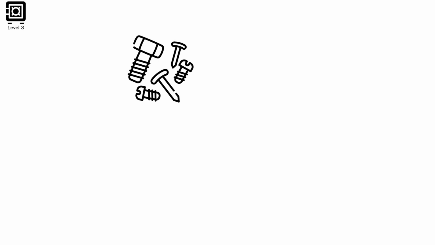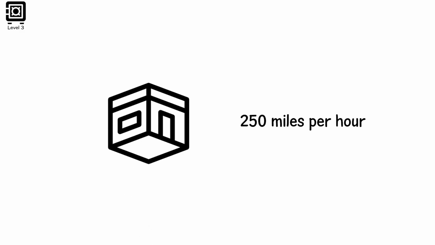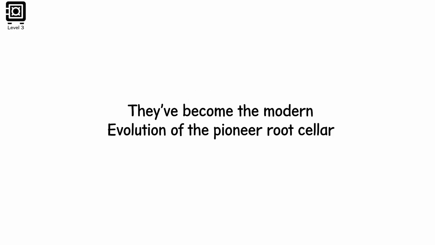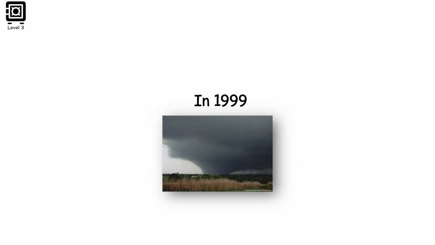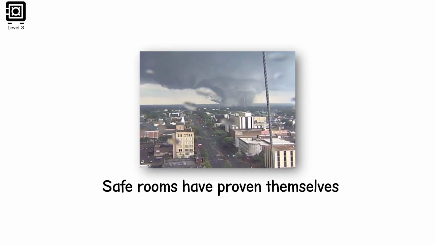Bolted to foundations, sealed with airtight doors, lined with heavy reinforcement, these rooms could survive winds over 250 miles per hour. They don't protect your house. Your roof might fly away. Your walls might splinter. But inside a safe room, families can survive the unthinkable. They've become the modern evolution of the pioneer root cellar, a bunker for the age of engineering. And in countless tornado outbreaks, from Moore, Oklahoma in 1999 to the Tuscaloosa, Birmingham outbreak in 2011, safe rooms have proven themselves.